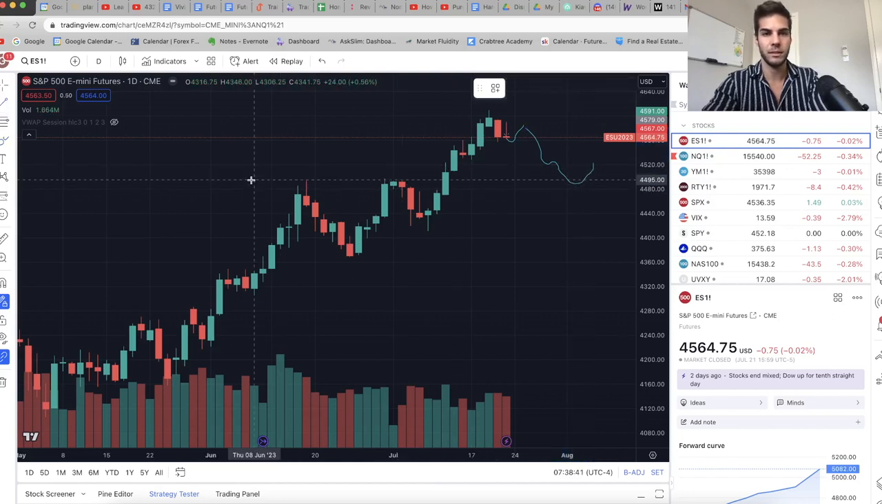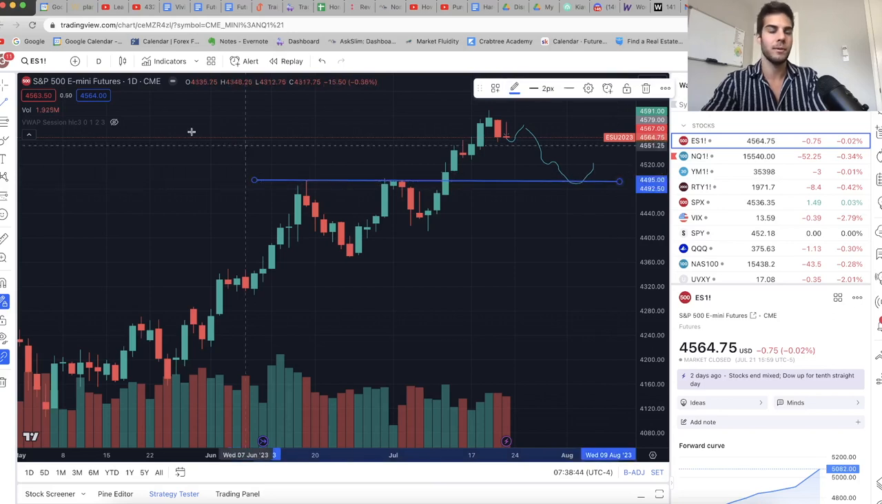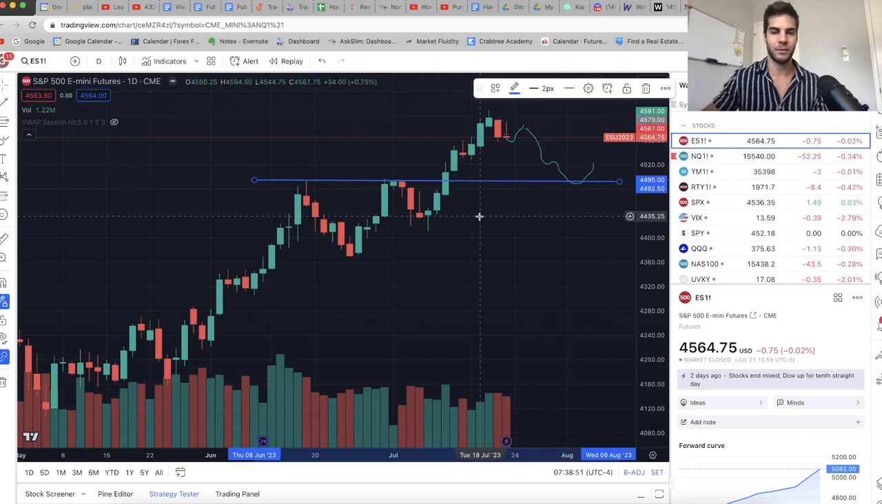And eventually, end of August, just getting down to about 4,500. Right here, as you can see, resistance turned into support. Probably just get down to there, 4,500, first week of August, and then trend back up. That's basically what I'm looking at for ES.